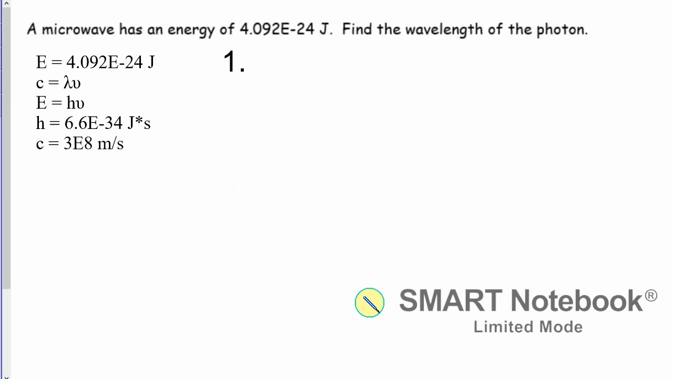So let's take a look at one of these sample problems. This is on the worksheet. This is number 2. I think this is the 3rd problem in number 2. A microwave has an energy of 4.092 times 10 to the minus 24th joules.